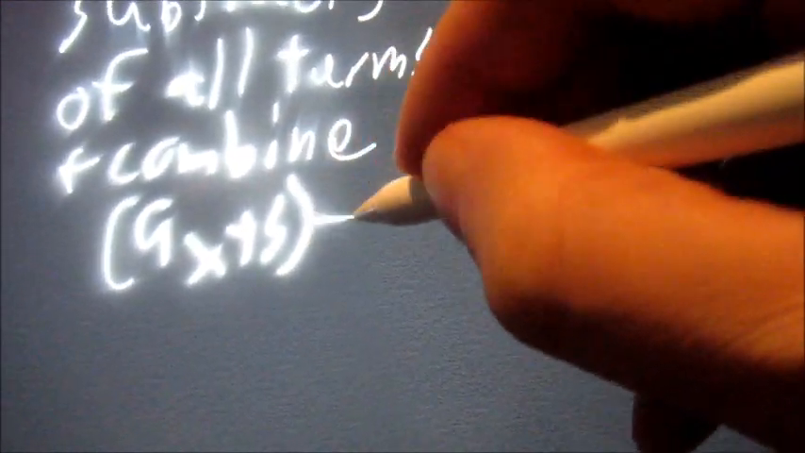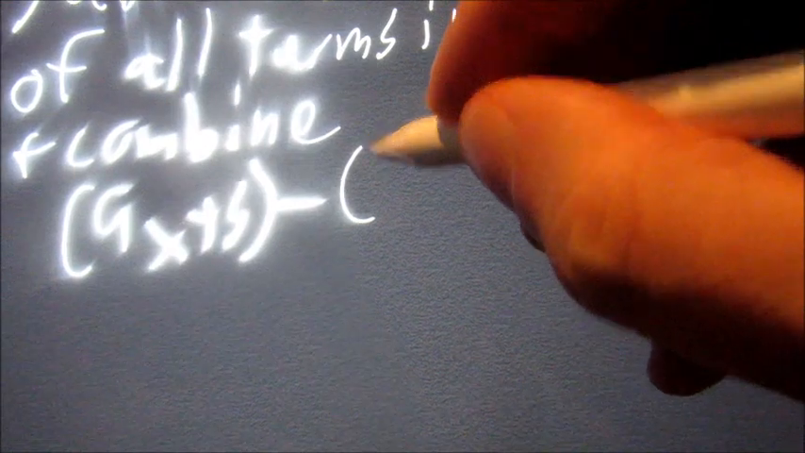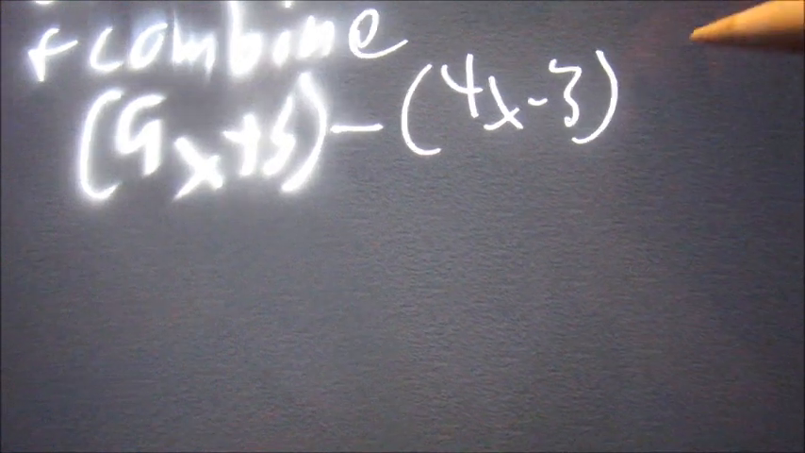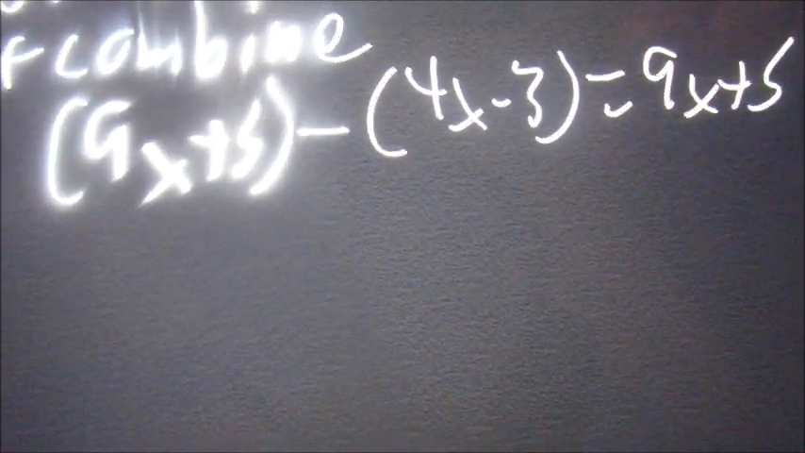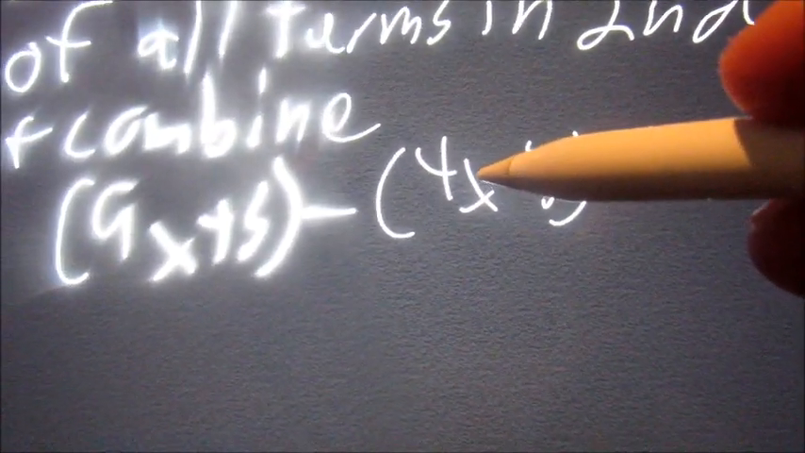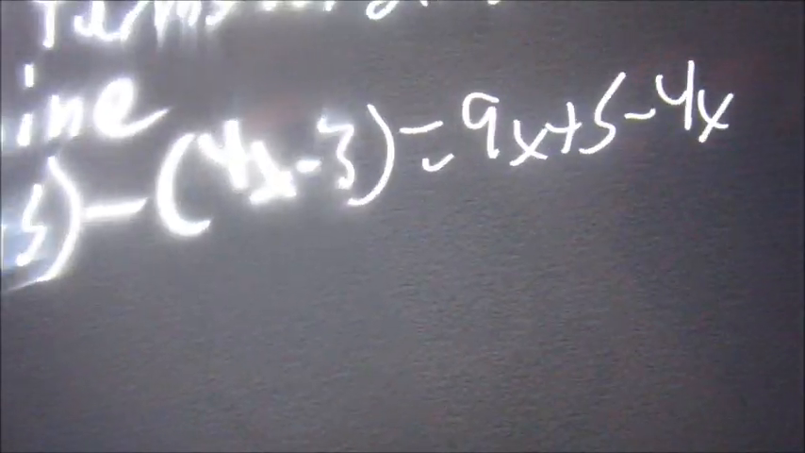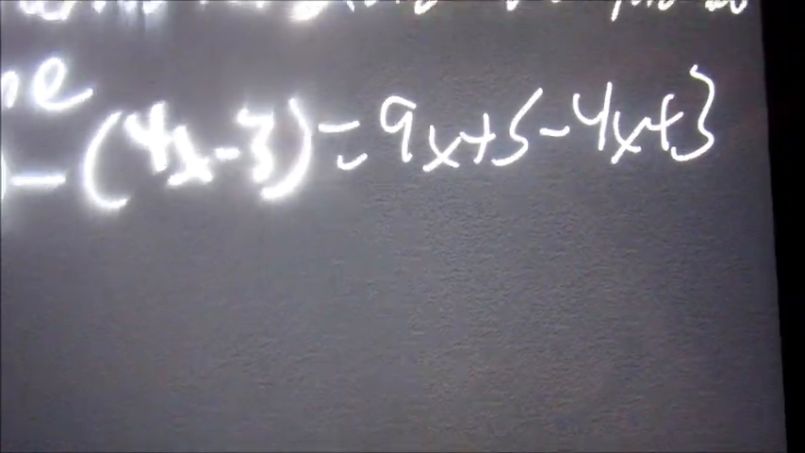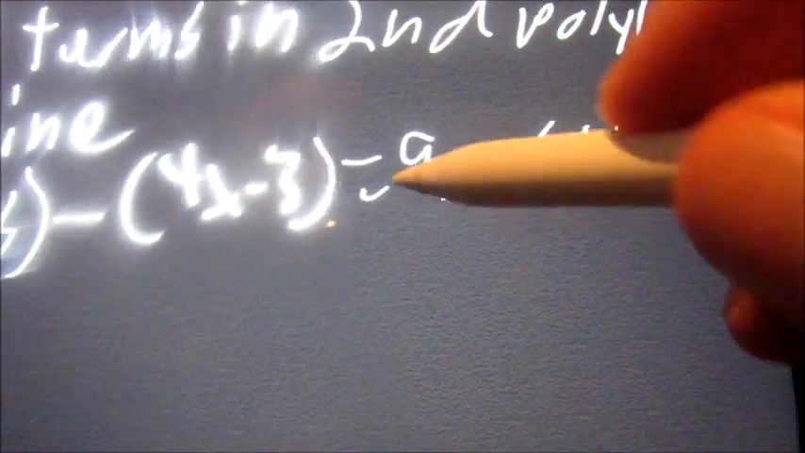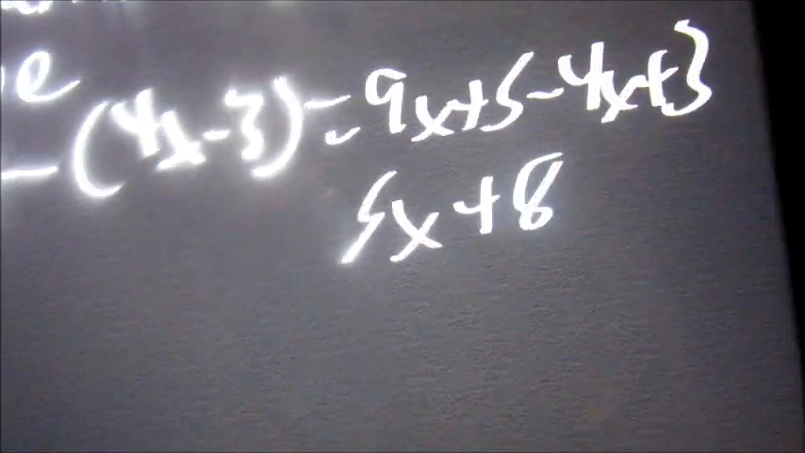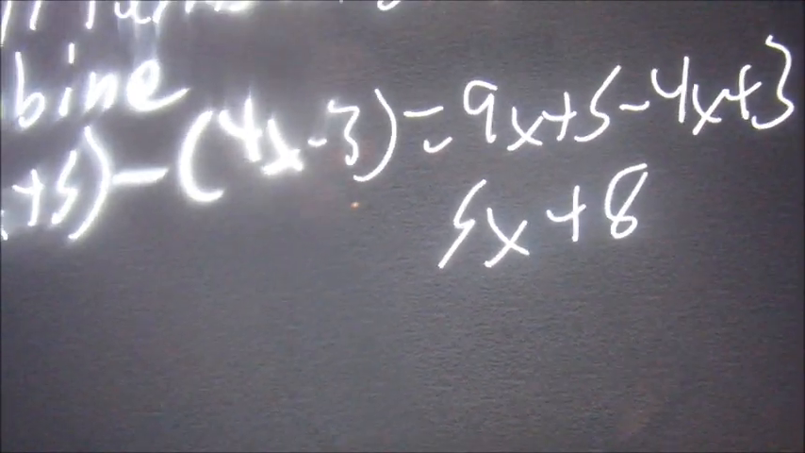So let's say we have 9x plus 5 is the first one, and then minus, in parentheses, 4x minus 3. So what we're going to do is copy the first one with no parentheses, so 9x plus 5, and then here we have a 4x, so we're going to say minus 4x, and we have a minus 3, so we're going to say plus 3. So now we can combine like terms. 9x minus 4x is 5x, and 5 plus 3 is plus 8. So 5x plus 8.